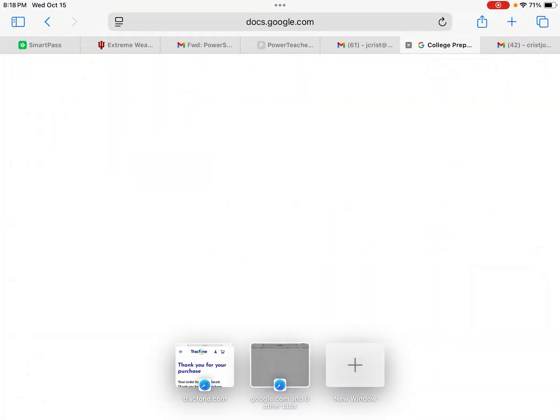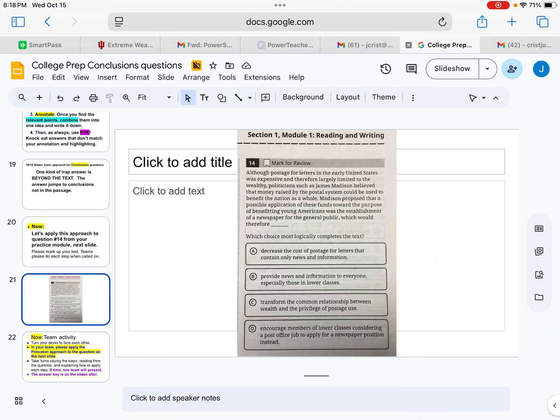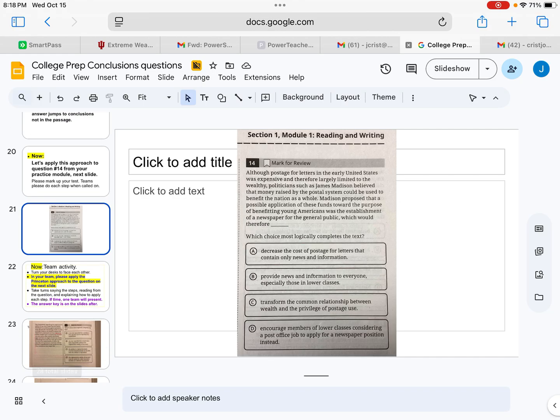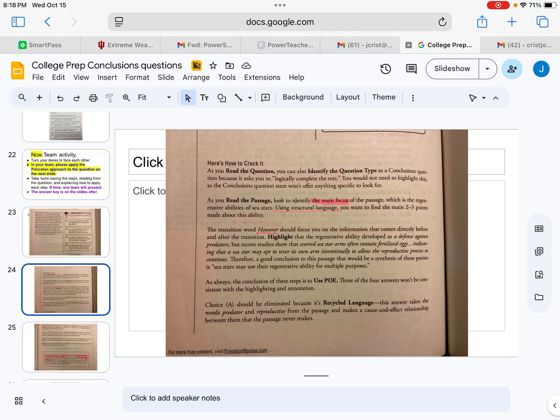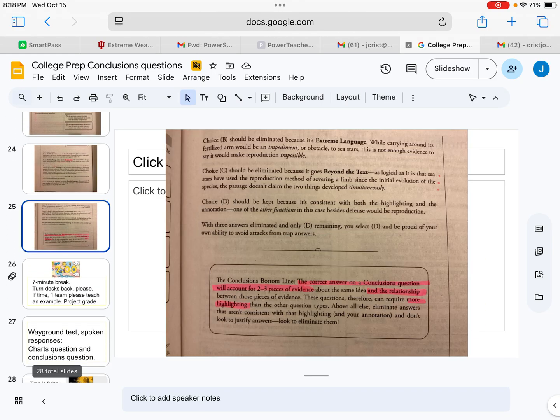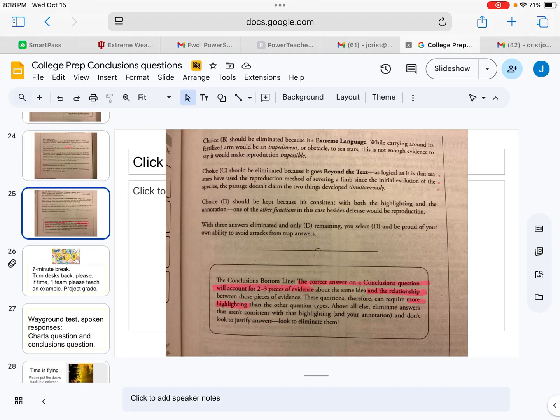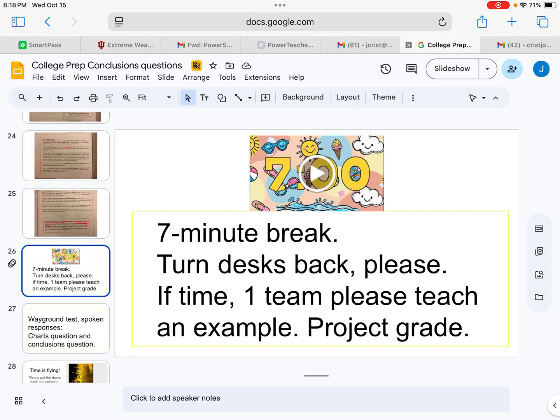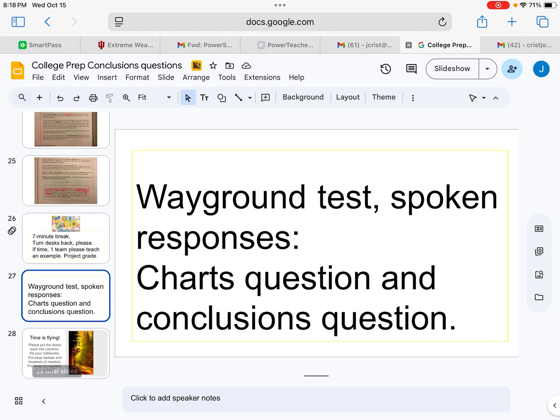Okay. So this is our work on conclusions questions. In class, we're going to be taking a look at another question from the Princeton book, which you can also see in the following slides and should analyze for yourself if you are working from home. Otherwise, once you have your notes and you've practiced on the next practice question for yourself, go into the Wade-Grounds test. There's a few objective questions. Then you're going to do 2 spoken responses on 2 new questions, a charts question and a conclusions question.